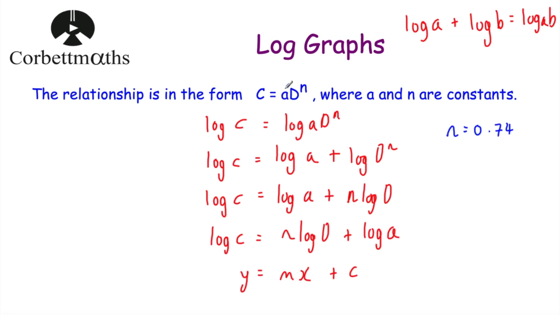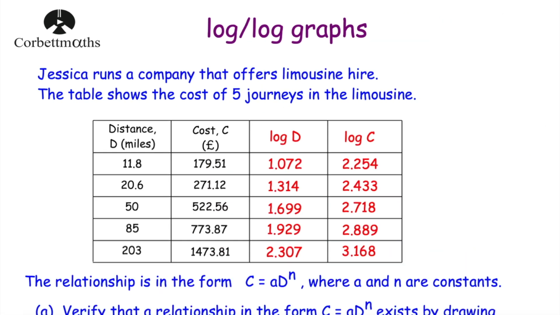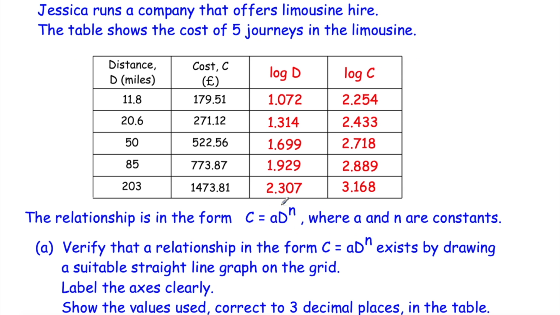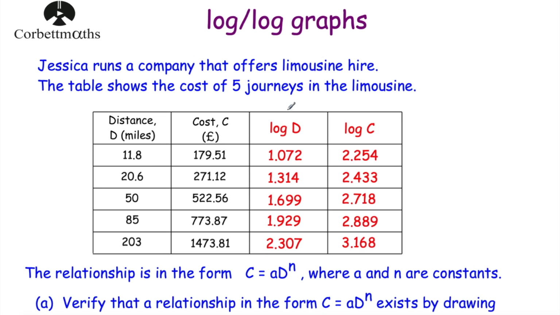And then to find our value for a, we go back up to the relationship, which is c equals a multiplied by d to the power of n. We substitute the value for n that we've just calculated, the power, and we also put in a pair of values for c and d. And then we can work out the value for a. And then once you've found what your constants are, you can use that relationship to work out other values, and that's it. So these log-log graph questions are very common on that GCSE Further Maths paper.